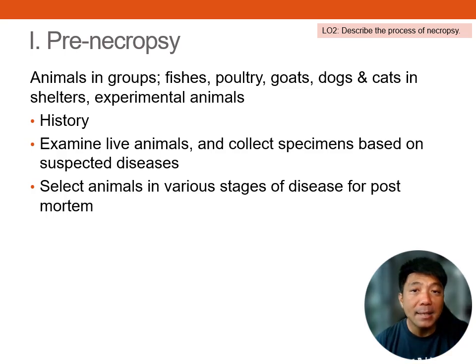First, let's discuss the pre-necropsy phase for group animals such as fish, poultry, or sheltered animals like dogs and cats. At this stage, it is important to gather the history of the animals and examine any live animals to collect relevant specimens based on suspected disease. Select animals in various stages of disease to provide the best opportunity for post-mortem examination, which will help in understanding disease progression.